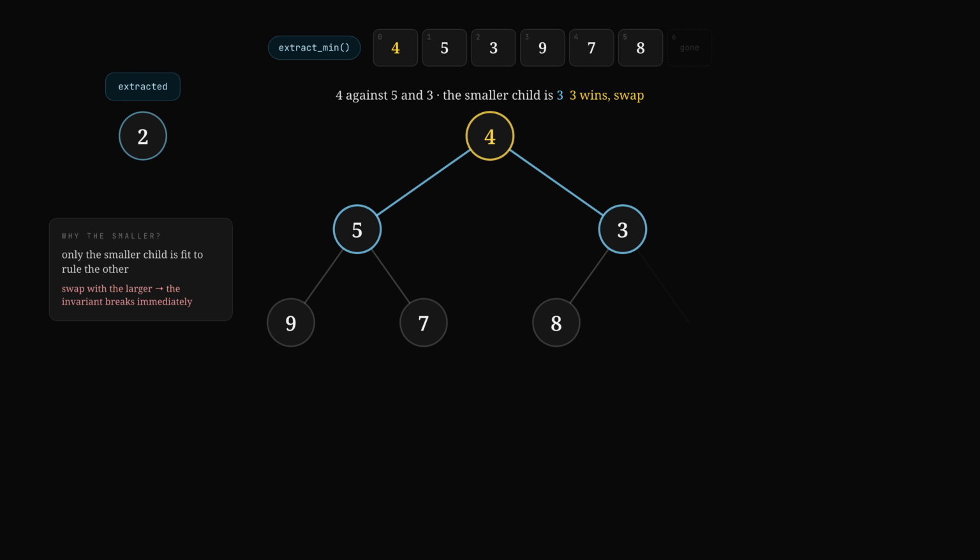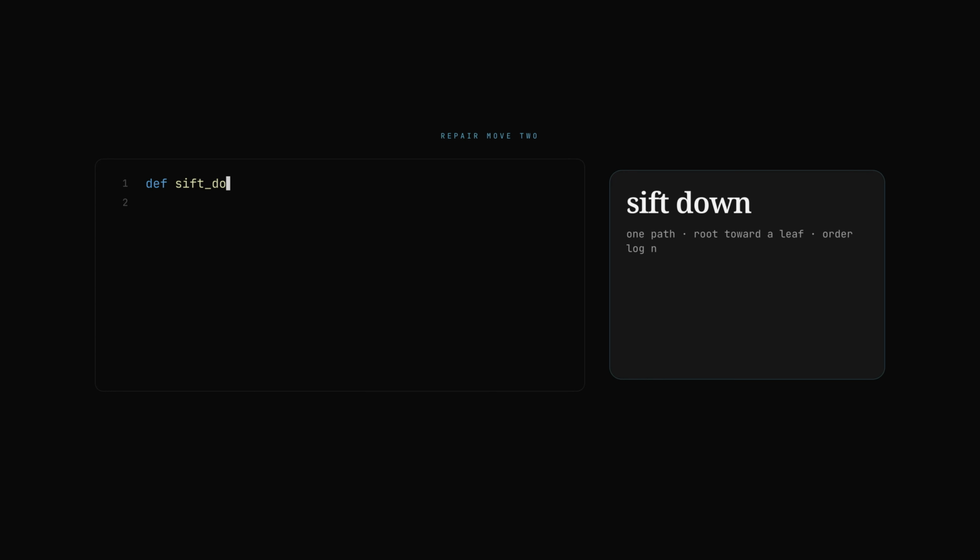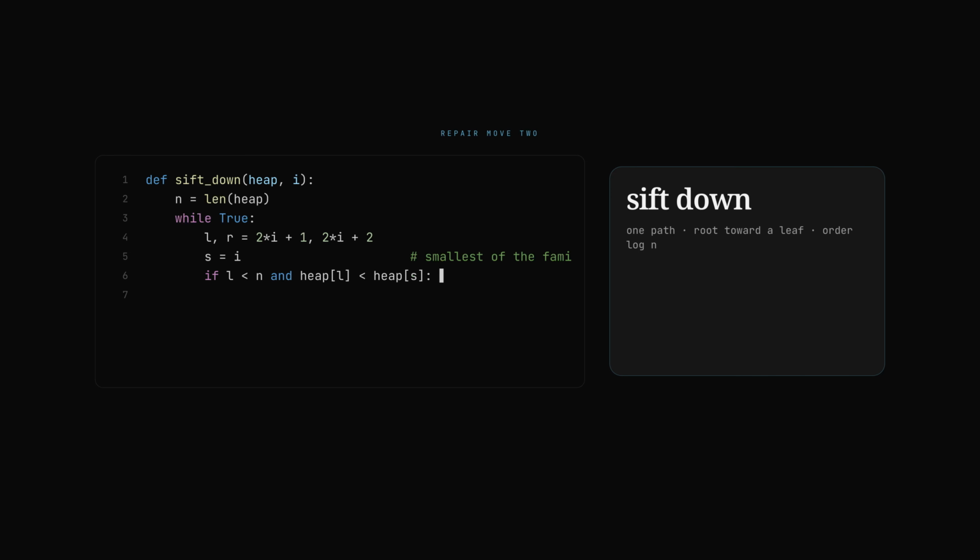4 against 5 and 3. The smaller child is 3. 3 wins. Swap. Now 4 against its one remaining child, the 8. 4 wins. Stop. The invariant holds everywhere, and the new root is 3, the correct next minimum. This is sift down, one path from root toward a leaf, order log n.